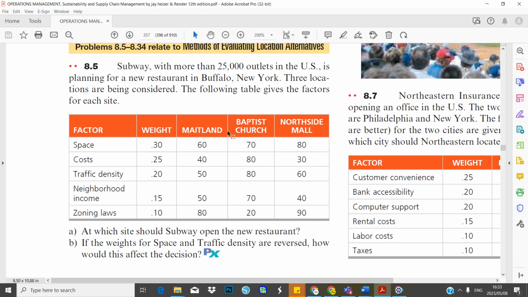So the company here just says that if we need to relocate to Maitland, the space out of 100 is just 60%. If we just need to consider space for the Baptist Church, it's going to be 70%. If we need to consider space for the Northside Mall, it's going to be 80%. Now, if we just need to consider space, the location that will have the best weight is going to be Northside Mall. But keep in mind that we are not just looking at space as a criteria. We have all these factors combined. Now, how does one go about that? This is what we're going to be doing in this exercise.